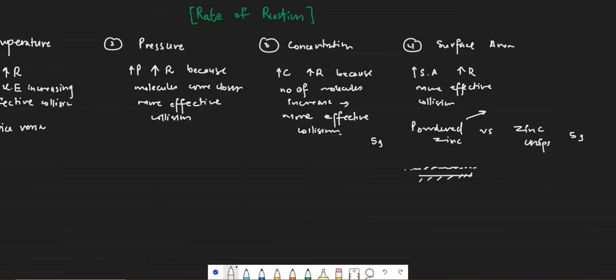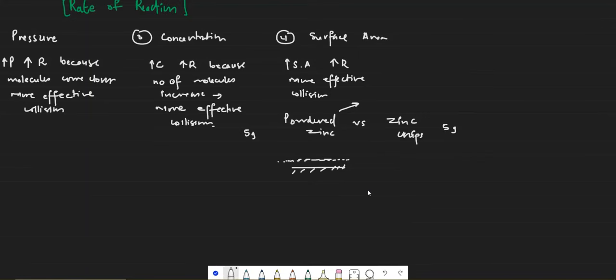A more commonplace example would be powdered sugar, which is icing sugar, versus granulated sugar. We know that icing sugar dissolves faster. Why? Because it is smaller in size. When something is smaller in size, it increases the surface area, and that increases the rate of reaction because of more effective collisions. The last factor that you must be familiar with is the catalyst.